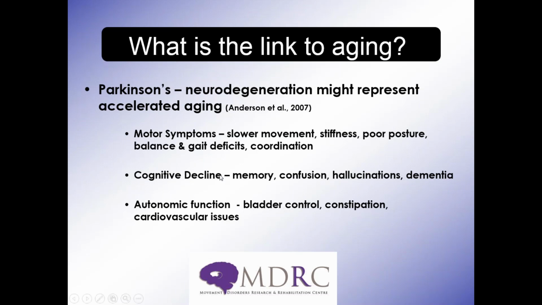Similarly, we could also think about cognitive decline, and of course cognitive decline is common as we continue to age. So things like memory, confusion, hallucinations, and even dementia. This is something that we're studying right now. It is common with older age, and again, it could be possible that maybe Parkinson's seems like a form of accelerated aging, that these symptoms start to show up earlier.